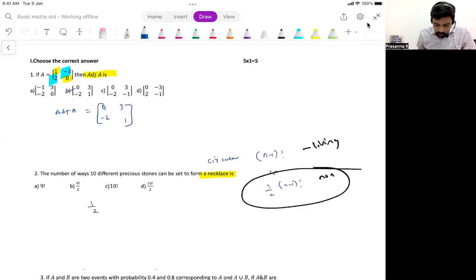So half into the total number of stones, which is 10. 10 minus 1 is 9 factorial. So half into 9 factorial is the answer.